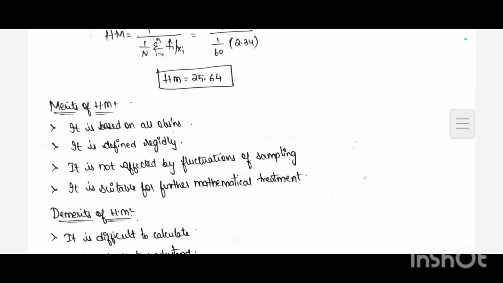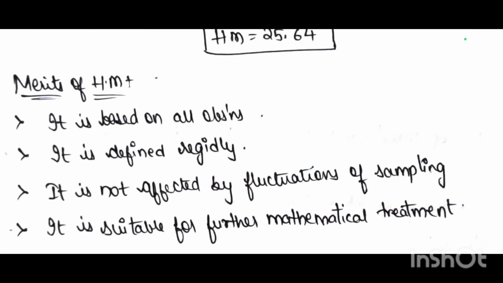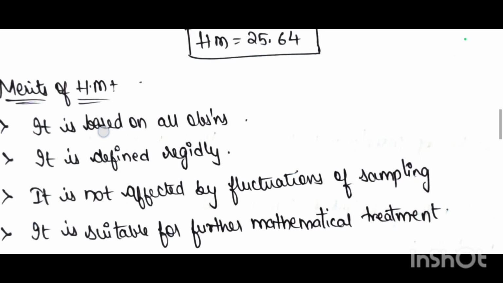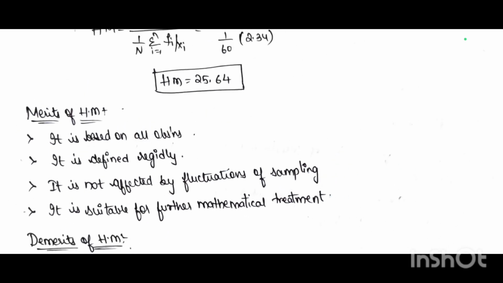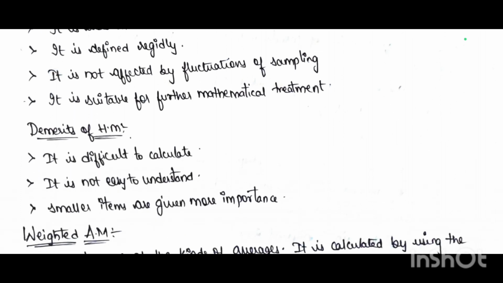Next, the merits of harmonic mean and the demerits also we have to discuss. It is based on all the values. It is defined rigidly, and it is not affected by the fluctuations of sampling. It is suitable for mathematical treatment. Next, the demerits. It is difficult to calculate. It is not easy to understand. Smaller items are given more importance.